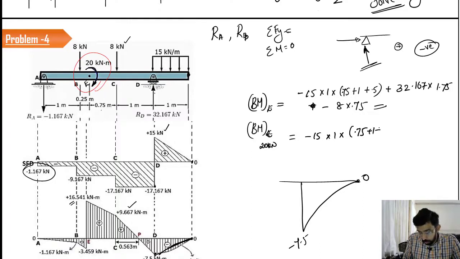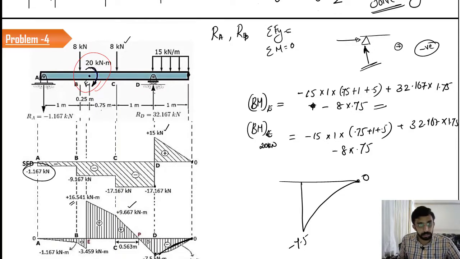Now, if you take the moment at E by considering 20 kilonewton, then along with this 15 into 1 into 0.75 plus 1 plus 0.5, plus 32.167 into 1.75 minus 8 into 0.75, you have to consider this moment also. So now the question is, what should be the sign we have to keep, whether clockwise or counterclockwise, or positive or negative? This is a clockwise moment, but we cannot give a plus sign for this. Why? Because the sign convention for drawing the BMD is completely different.